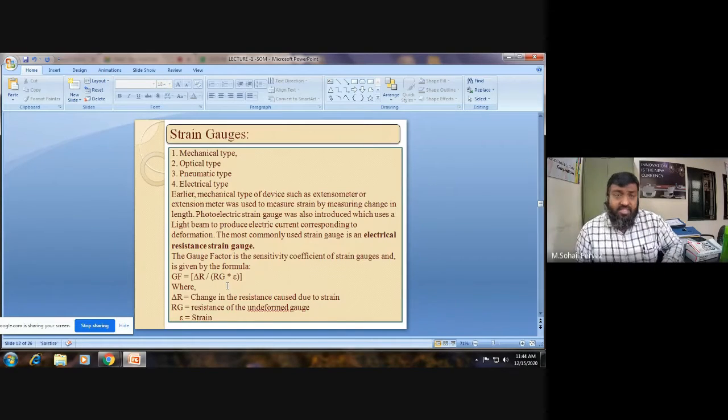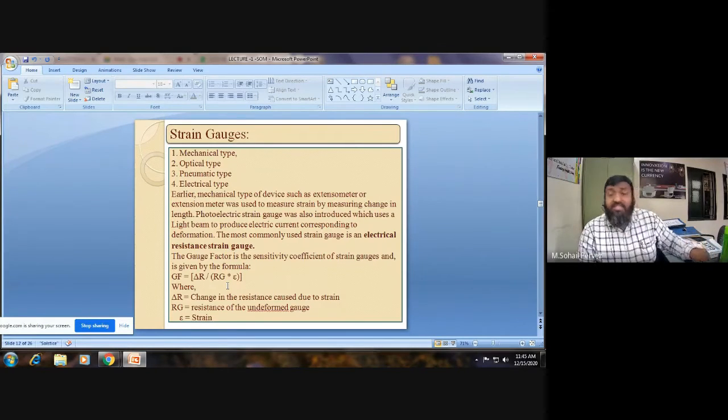Electrical type is also there. Optical type is there. If you want to calculate the rotation RPM of a shaft, both types of devices were there. One is the physical contact type. You might have heard the name stroboscope, used for RPM measurement. So that is the case.